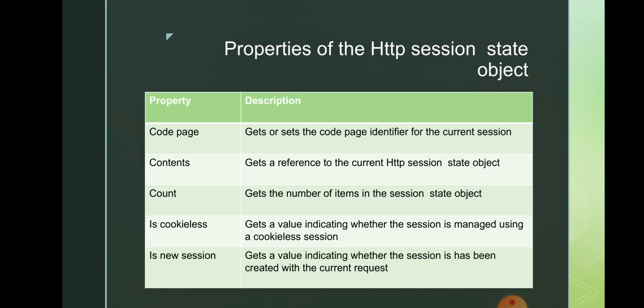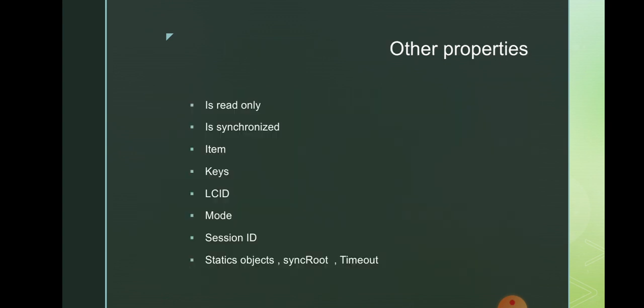Next, contents. It gets a reference to the current HTTP session state object. Next, count. Gets the number of items in the session state object. Is cookieless. Gets a value indicating whether the session is managed using a cookieless session. Is new session. Checks whether the session has been created with the current request.